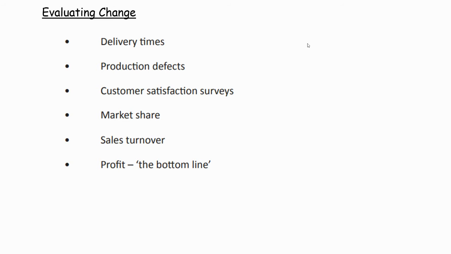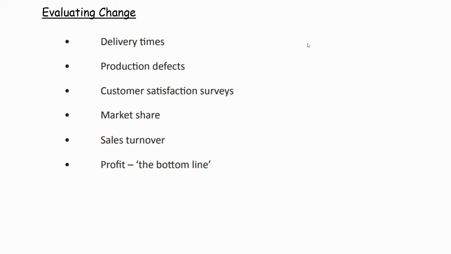So things you can check, and again, this could be a sort of a low-level question where they just ask you to list a few things that will help you evaluate whether change has been successful. You might get a more detailed question with a case study where you've got to talk about some of these in more specifics. But the things you can check are delivery times. Are they getting slower? Are they getting quicker? Are they remaining the same?